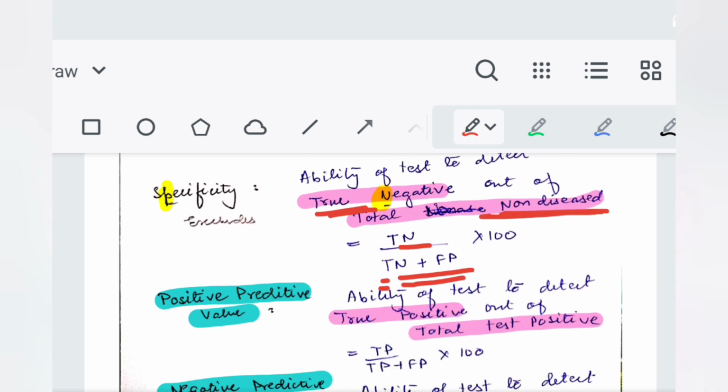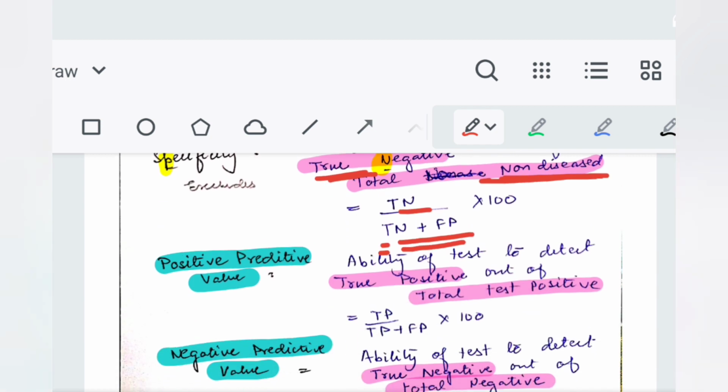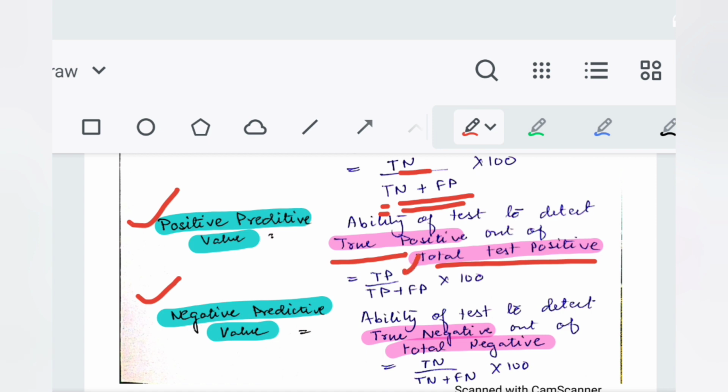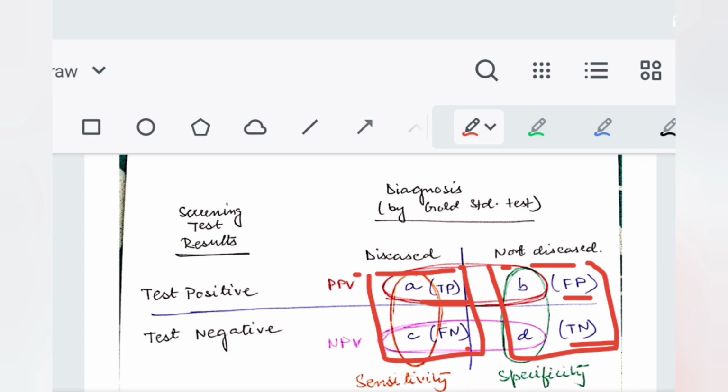Now there are two other concepts, that is positive predictive value and negative predictive value. Positive predictive value means the ability of the test to detect true positives out of the total test positives, that is true positive divided by true positive plus false positive. Let's see in the chart.